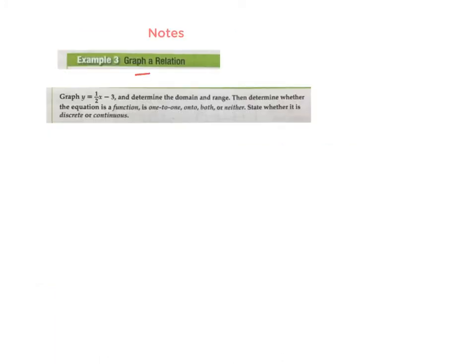Now we're going to look at graphs of relations and answer the same kind of questions once we've created the graph. So we want to graph this equation right here. And so we're going to make a table of values. So I'm going to have my x values and my y values.